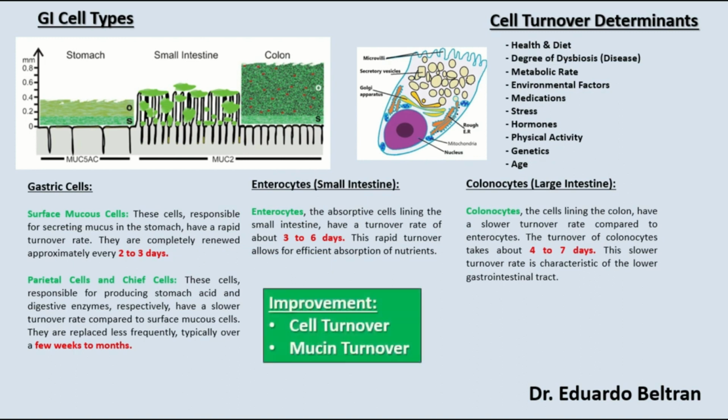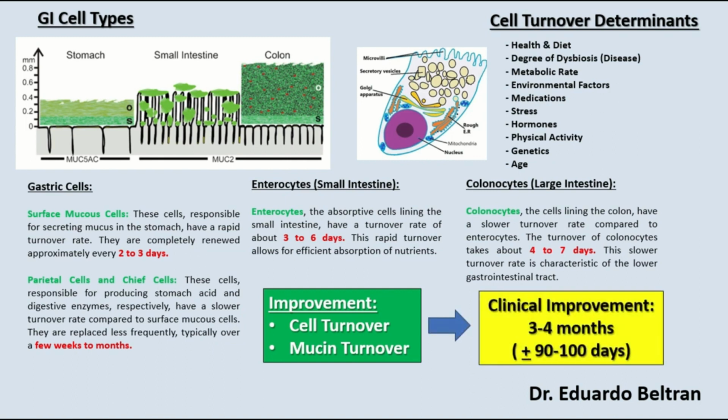But what is basically going to be able to dictate the improvement in the cell turnover and mucin turnover is going to be basically the diet in a great percentage here, okay? Because diet is what is going to determine the degree of dysbiosis, or also the degree of diversity, the richness that that microbiota has, okay?